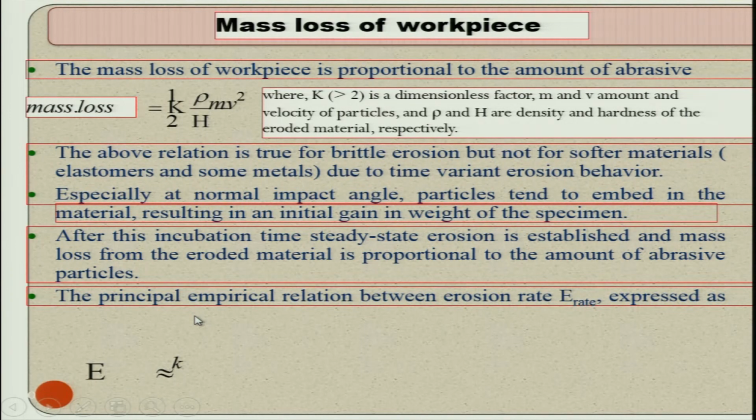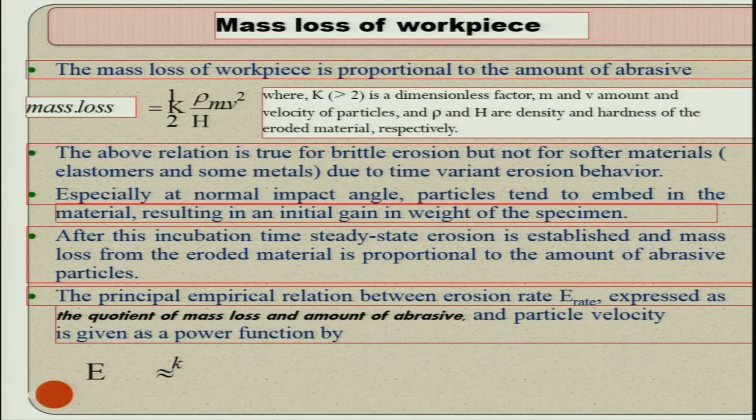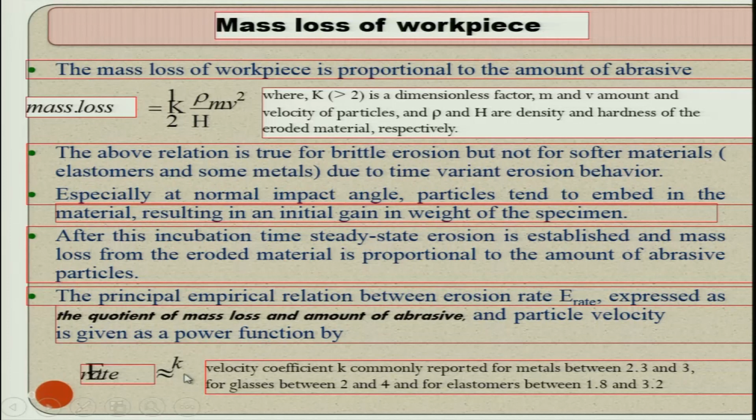The principal empirical relation for the erosion rate is expressed as follows: the erosion rate is proportional to K, the velocity coefficient. K is commonly reported for metals between 2.3 and 3, for glasses between 2 and 4, and for elastomers it is 1.8 to 3.2. So, depending upon this, you can calculate mass loss in the AJMM process.